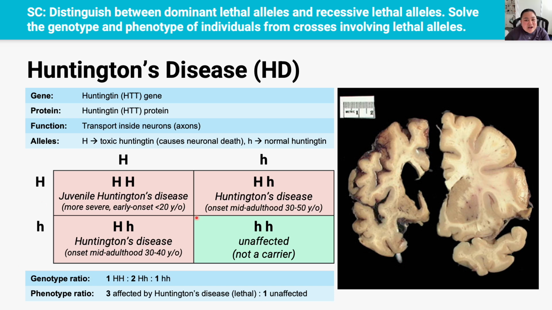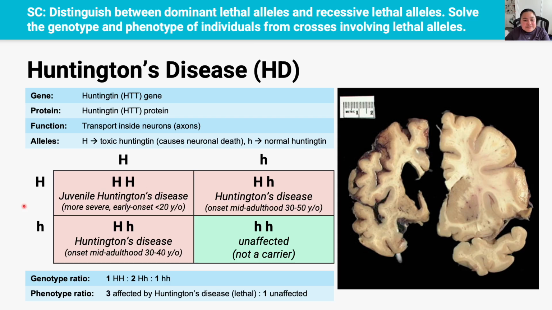Did you notice how 3 of the squares in this Punnett square are now shaded red, whereas in the past 4 examples of recessive lethal alleles, we only ever had 1 red square in the Punnett square? That speaks to the lethality of this dominant lethal allele, where only 1 copy of the lethal allele is needed for a deadly phenotype.